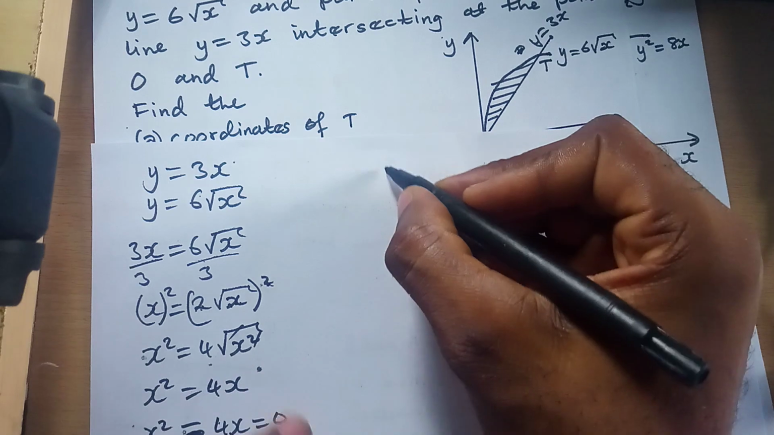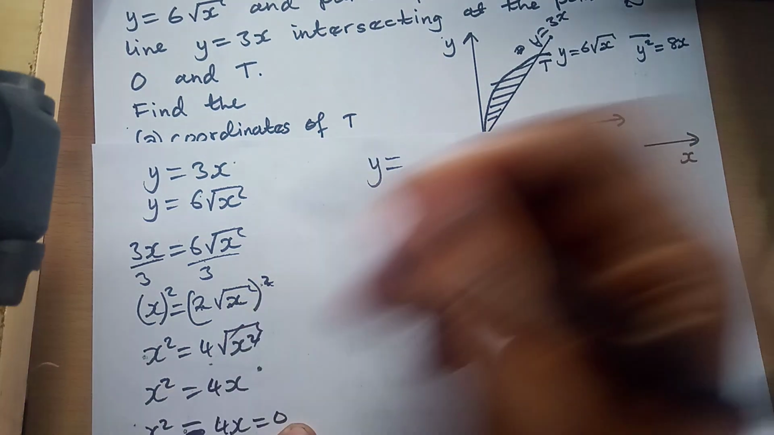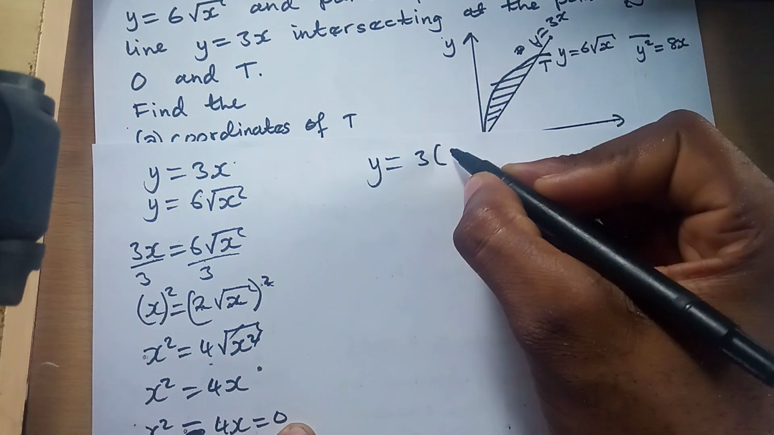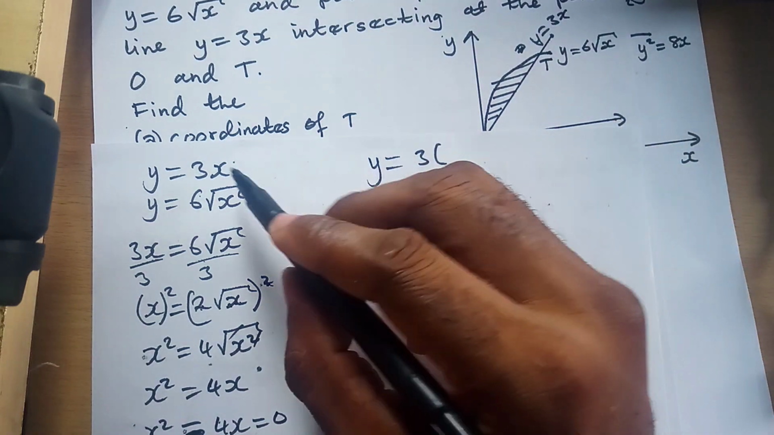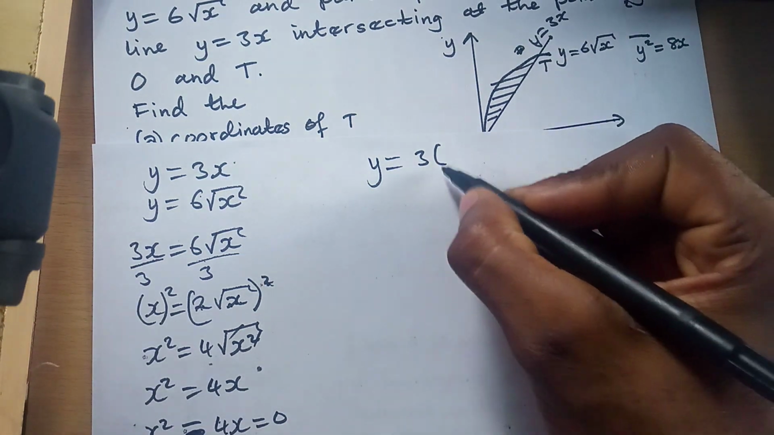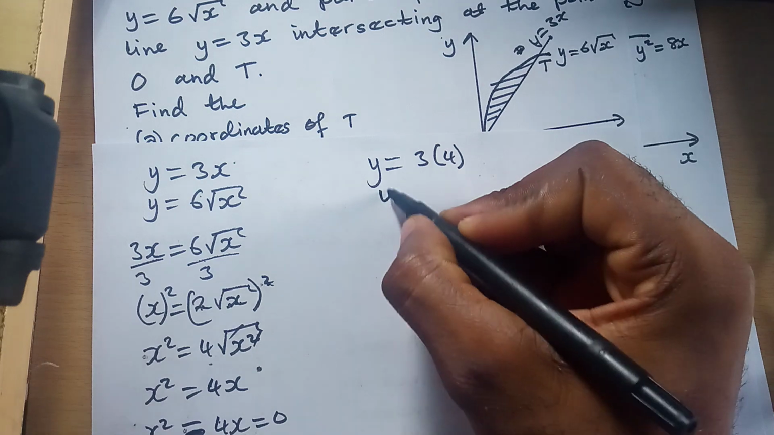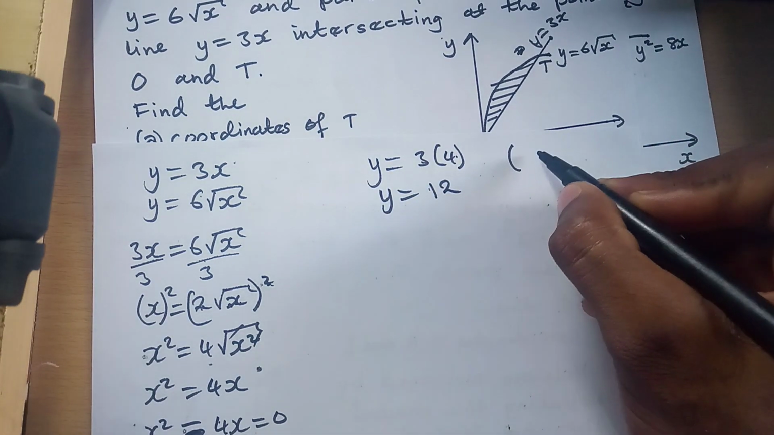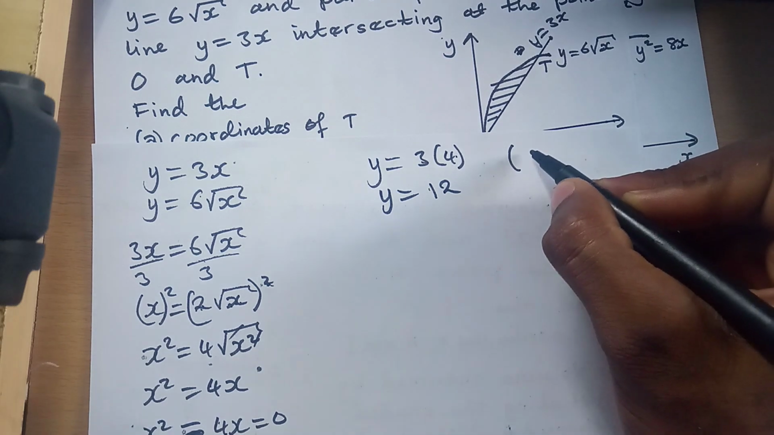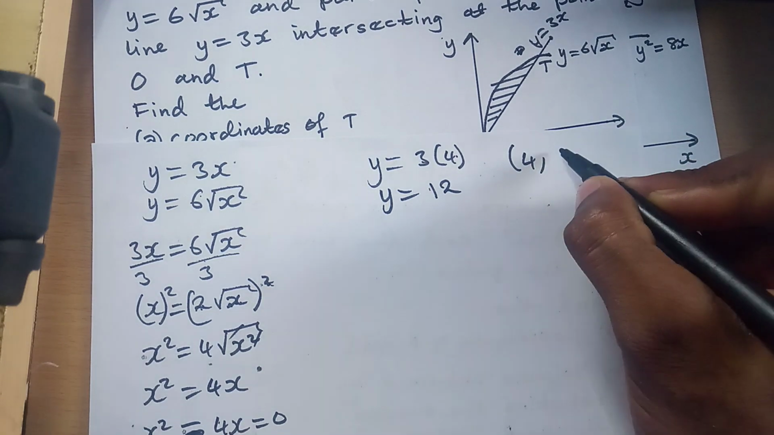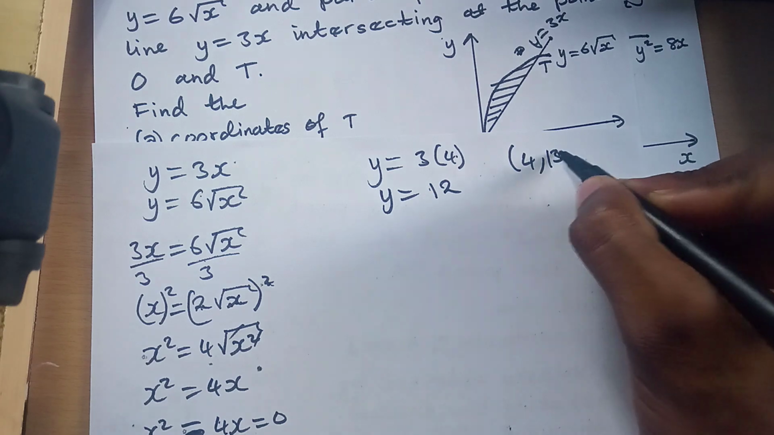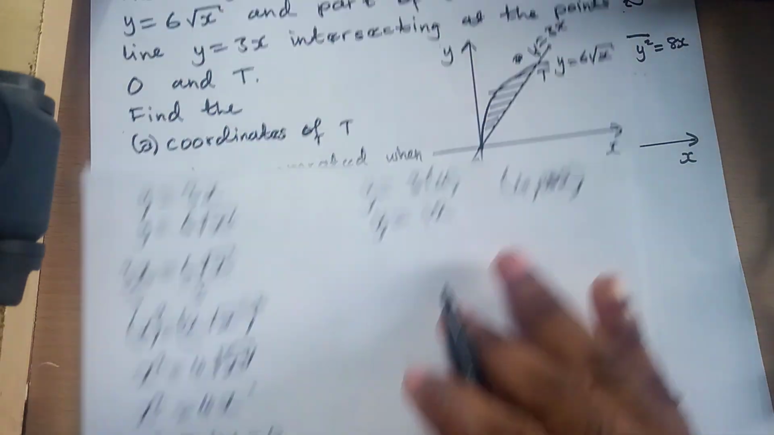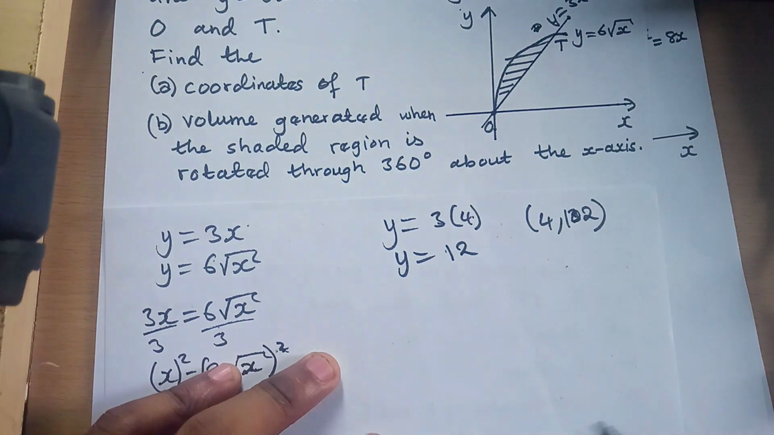So now let's find the y coordinates. No need to use the 0. So I'll use the first equation and my x is 4. So this times this will be 12. So that means the coordinates are 4, 12. 4, 12 are the coordinates of T.